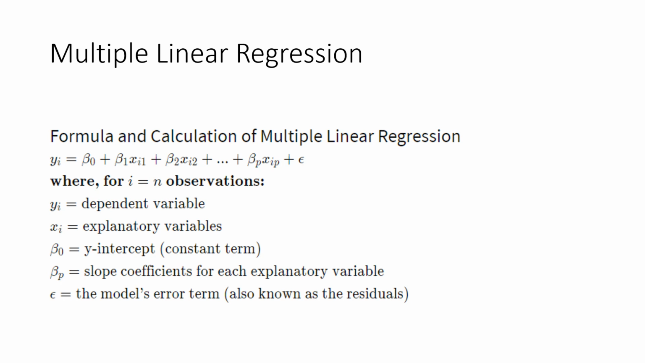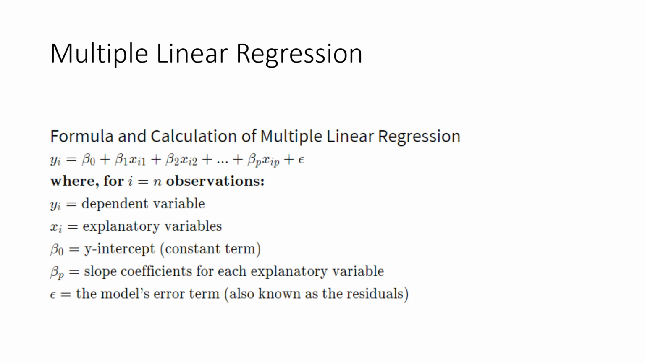So the multiple linear regression, which is also known as multiple regression, is a statistical technique that uses several explanatory variables to predict the outcome of the response variable. Okay, the multiple linear regression is also used extensively in econometrics and finance inferences.